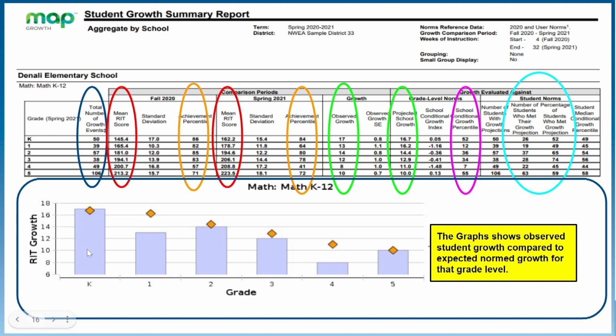So we can see here that kindergarten students grew on average 17 RIT points. They were expected to grow about 16.7, so on average the kindergartners grew what we expected them to grow. On the contrary, fourth graders were expected to grow about 11 points, and we saw that they grew 8, so they did not hit their projected growth target. So this might lead us to ask, what's happening at the fourth grade level whereby these students didn't grow at the same rate we would expect them to.